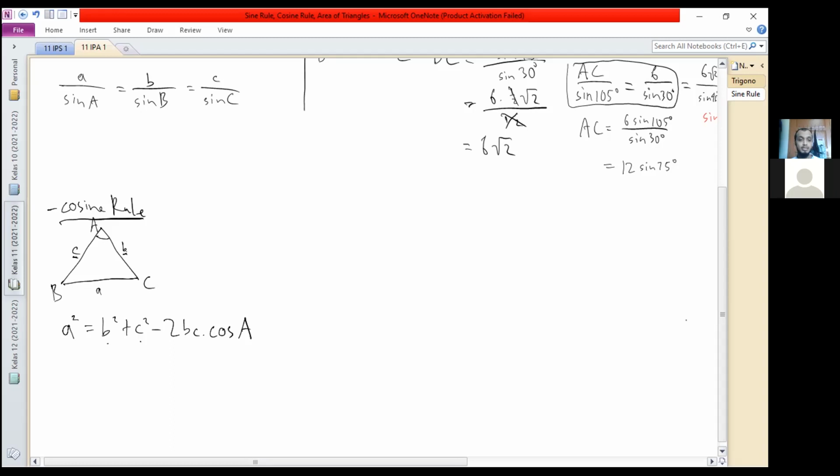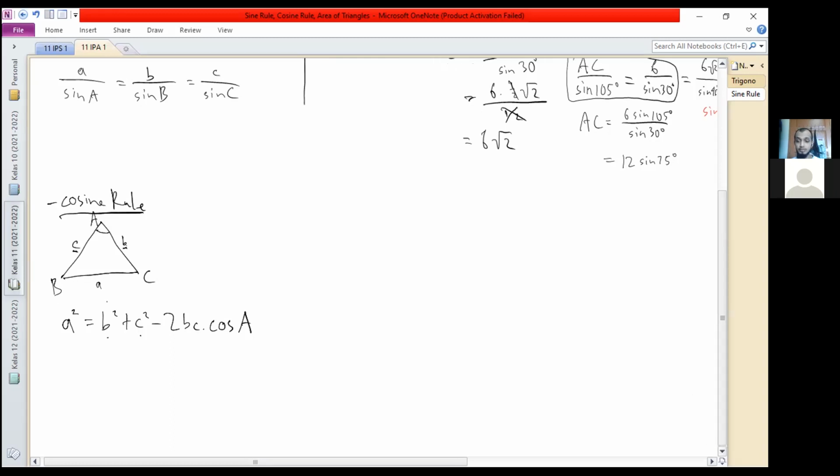And of course this also applies to the other sides. So a squared equals b squared plus c squared minus 2bc cos A, and also b squared equals a squared plus c squared minus 2ac cos B. And then, for c squared, we have a squared plus b squared minus 2ab cos C. So we can use any of these depending on the problem.